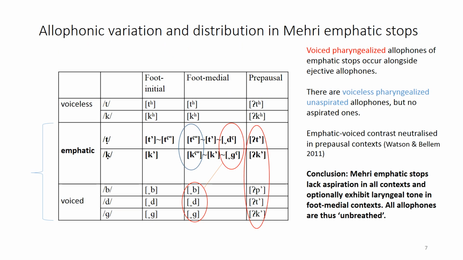Here we have a table showing the typical realizations of the voiceless, voiced and emphatic stop consonants in Mehri in three prosodic contexts. Looking at the foot medial context, where the consonant is in the onset of an unstressed syllable, we see that emphatics have three variants: the original ejective of Proto-Semitic, a voiceless unaspirated pharyngealized variant, and a voiced pharyngealized variant. The feature unbreathed covers all these variants.